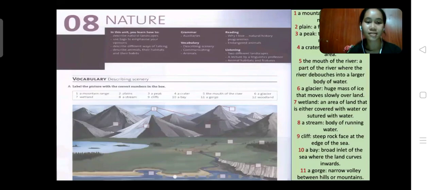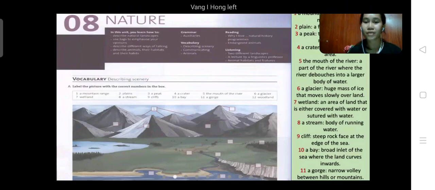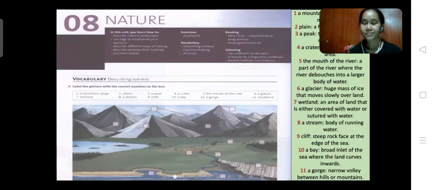Section A, label the picture with the correct numbers in the box. So before we label the pictures, everyone let's add the keywords on the right side. First, a mountain range is a series of mountains. Number 2, plains is a flat expanse of land. Number 3, a peak is the pointed top of the mountain. Number 4, a crater. Crater is the hollowed out area.